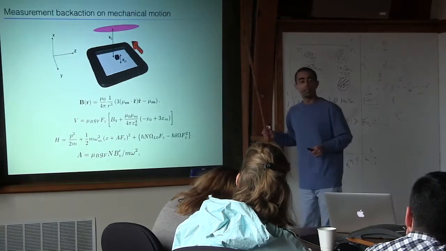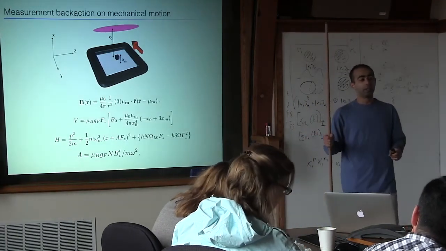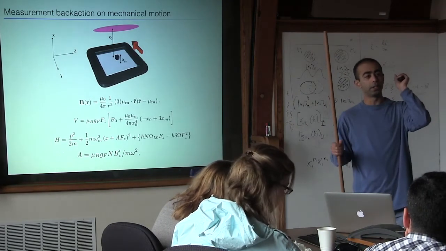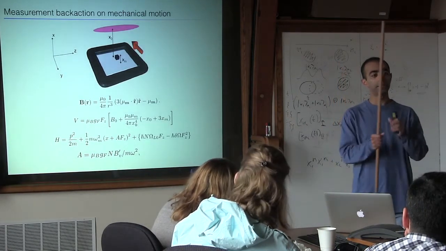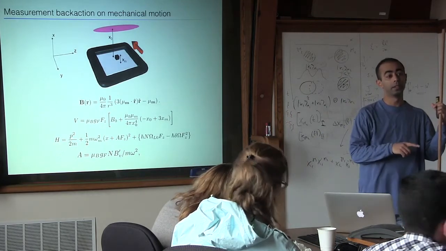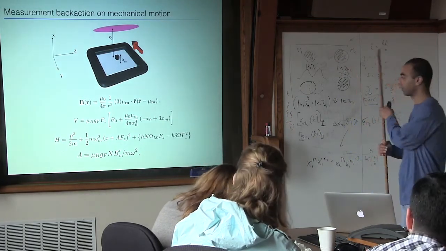F sub z is the z component of the spin operator in the sense of the condensate. So the condensate is some three-dimensional spin. It's an operator. Cool. Okay.